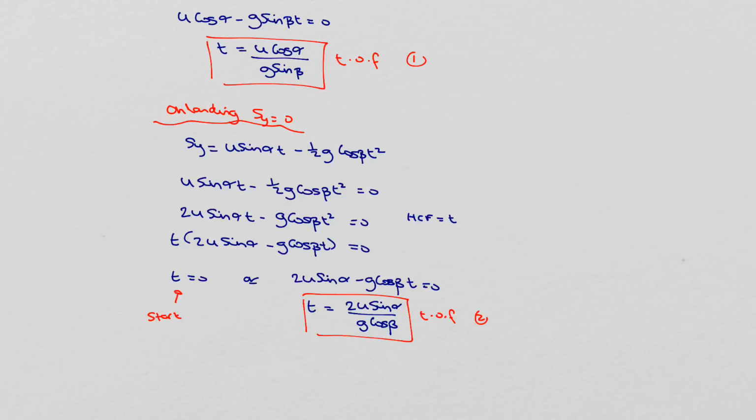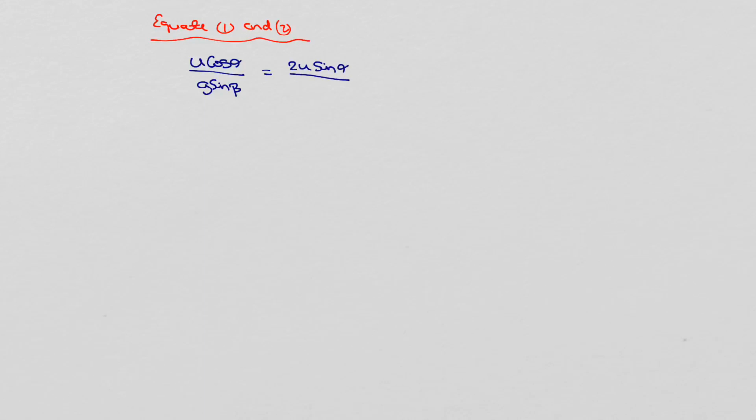So now I have 2 equations for the time of flight, so I'm going to equate these 2 equations. So we're going to equate 1 and 2. So what was 1 and 2? Well, 1 was u cos alpha over g sine beta, and that's equal to 2u sine alpha over g cos beta. So now we have to do a little bit of trigonometry and a little bit of algebra.